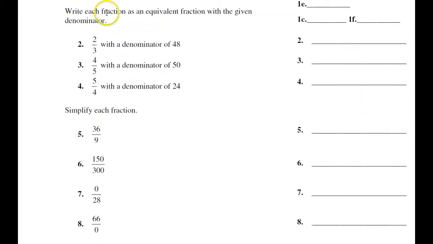Now what we want is to write each fraction as an equivalent fraction with a given denominator. Okay, so this is a process, and again we went over this a little bit, but let's look at our strategy here. So our fraction is 2/3, and we want to make an equivalent fraction that has a denominator of 48. Now this is the pattern to get to it. What do I have to multiply 3 by to make it 48? And the answer is 16.